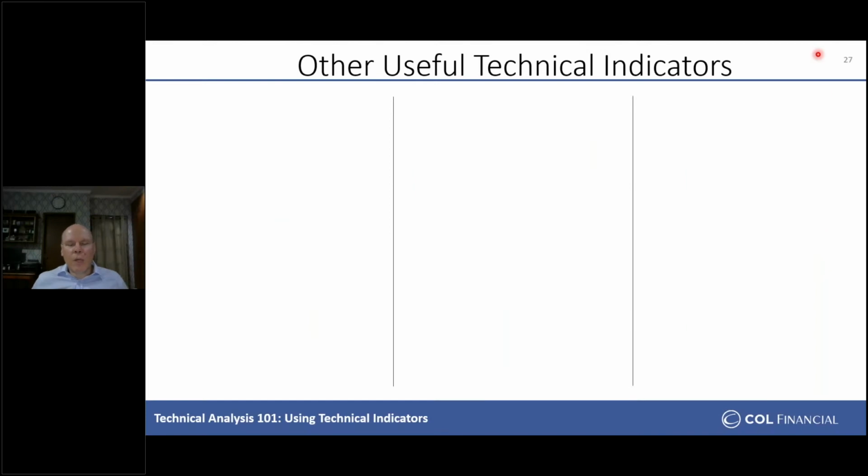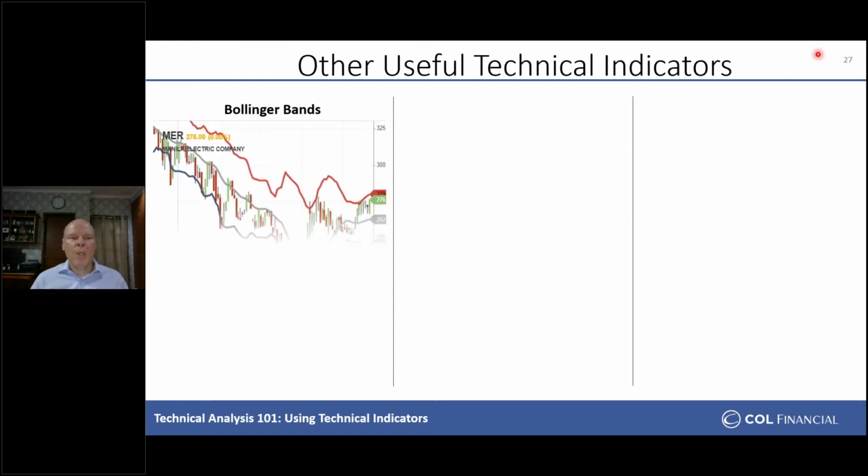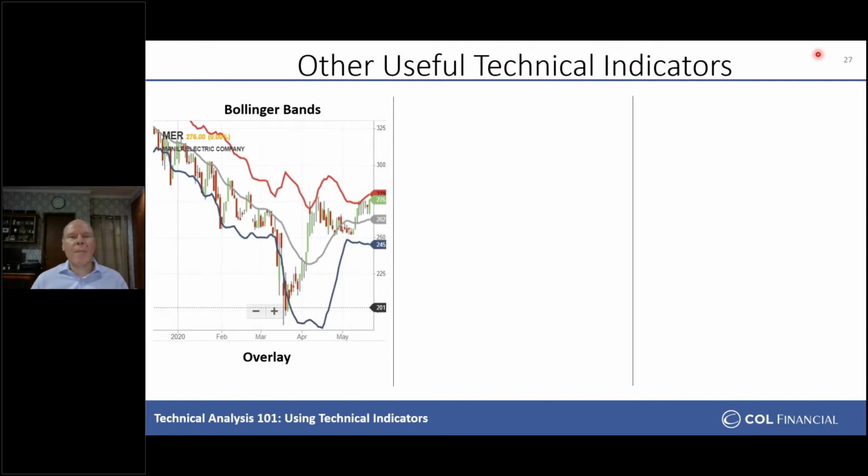All right. Now, earlier I said I might be able to preview some other technical indicators, but I'll only go very quickly in here because I just want to show you how useful some of this can be and where to be able to find them. So another example of an overlay type of indicator is a Bollinger Band.